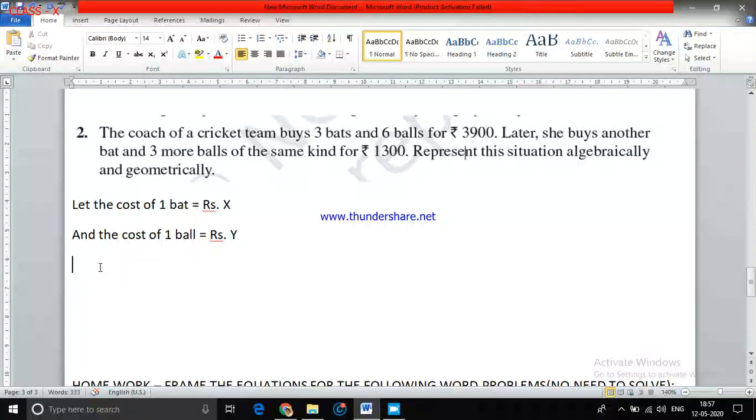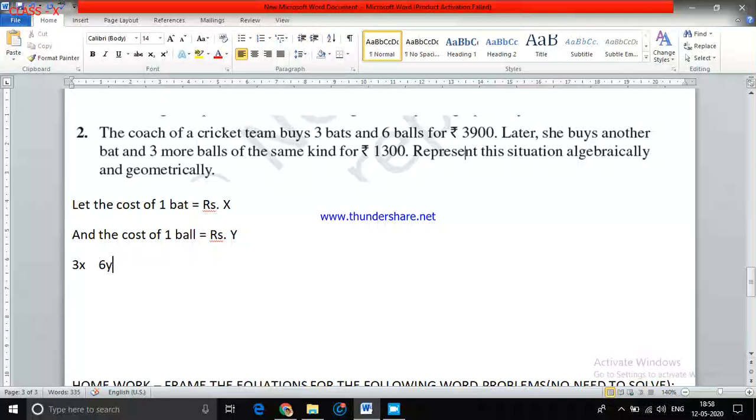Now what is the condition they are given? 3 bats, 1 bat is x rupees. What about the 3 bats cost? x plus x plus x. Can I say that will be 3x? Am I right? 3x. Now what they said? 6 balls. 1 ball cost is y. What is the cost of the 6 balls? So can I say it will be 6y? Because 2 balls will be 2y, 3 balls will be 3y, 4 balls will be 4y, and 6 balls will be 6y.